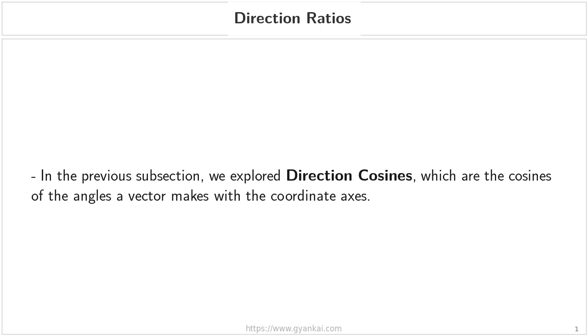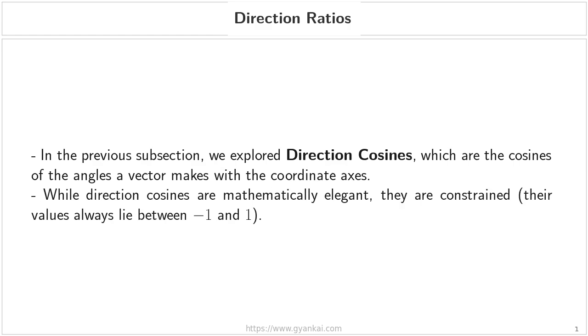Welcome, everyone. Let's begin our new session on direction ratios. Before we dive into today's main topic, let's reflect on what we covered in our previous subsection. We explored the concept of direction cosines, which are simply the cosines of the angles that a vector makes with each of the three coordinate axes. While direction cosines are mathematically elegant and very precise, they do come with a limitation. They are constrained. Because they are cosine values, their values are always restricted to the range between -1 and +1. This can sometimes make our algebraic manipulations a bit more cumbersome.